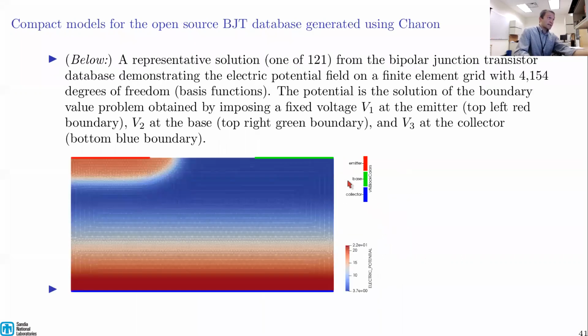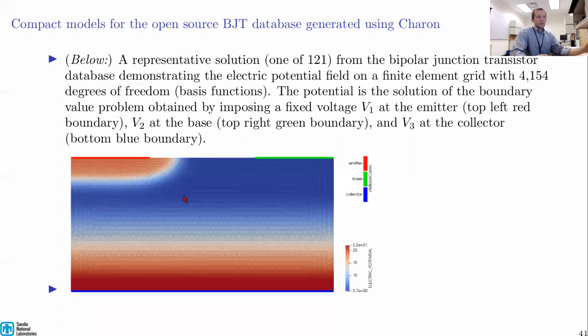And so just the last example, I want to talk about an application to a Sandia problem. We have a bipolar junction transistor database here at Sandia, which is 121 finite element simulations with 4,000 degrees of freedom. So 4,000 basis functions, 4,000 coefficients coming from your finite element mesh. And the shape here, these are for different values of voltages at our emitter base and our collector node.